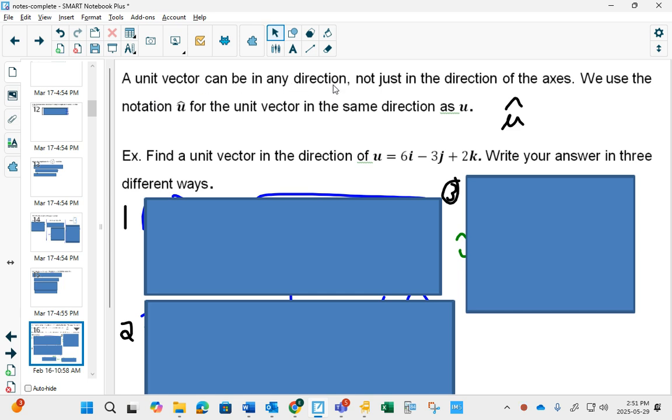So a unit vector can be in any direction, not just the direction of the axes. So we put a little hat on a vector, and that's its unit vector. So if I have the vector u, 6 to the right, 3 down, and 2, if I use down, I can't use up again.